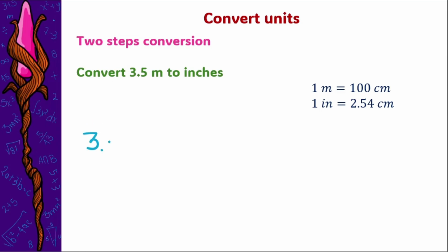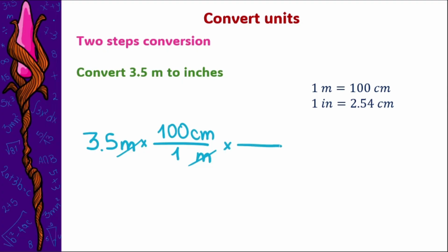So we have the 3.5 meters, which is the amount that we want to convert, and we multiply it by a conversion factor. Meters at the bottom, so we can cancel them out, and the centimeters at the top. 100 centimeters is 1 meter. Cancel the meters, so for now we have centimeters. Since we want inches, we multiply by another conversion factor. This would be 2.54 centimeters, which is 1 inch. Again, we would cancel the centimeters out and the result would be given in inches.